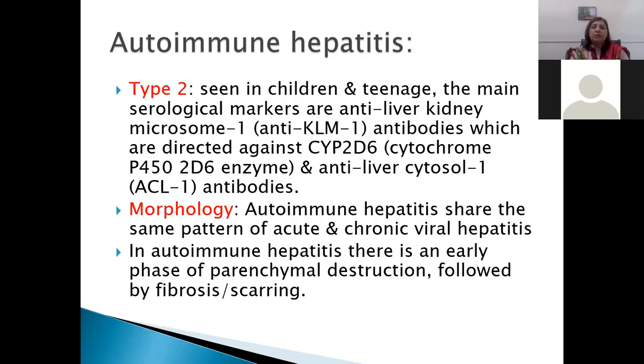Morphologically, autoimmune hepatitis, all of you know, is gross and microscopic appearance. Autoimmune hepatitis shares the same pattern as acute and chronic viral hepatitis, which I've already explained to you yesterday, and also briefly today. In autoimmune hepatitis, there is an early phase of parenchymal destruction followed by fibrosis and scarring. The destruction is more and at an earlier stage, followed by fibrosis and scarring. Obviously, fibrosis and scarring is going to bring a change that is called cirrhosis of the liver when it is in advanced stages.